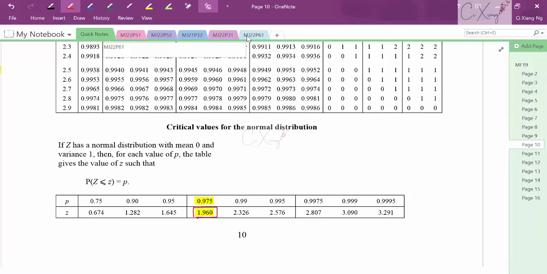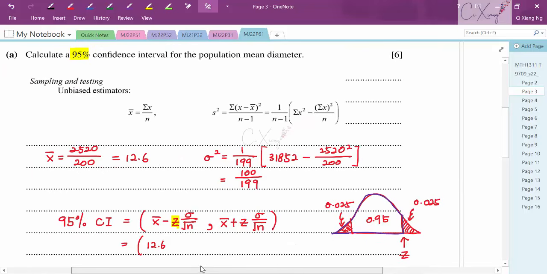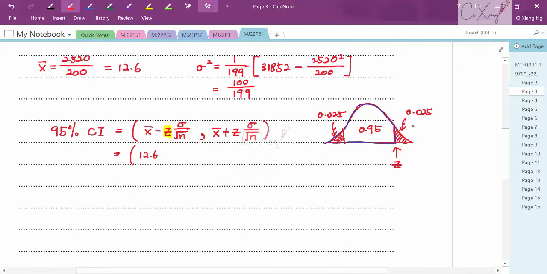Okay, so you can substitute the Z value as 1.96 in this case. From here I know that this is actually 1.96, so I just substitute the value in. So I'm having negative 1.96. Standard deviation means the unbiased estimate of the standard deviation that we calculated just now, which should be 100 over 199 divided by n, so divided by 200. The same thing happens for the upper limit, just that we change the sign to plus.